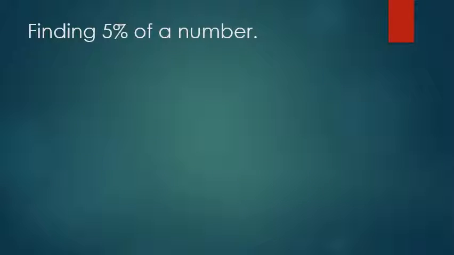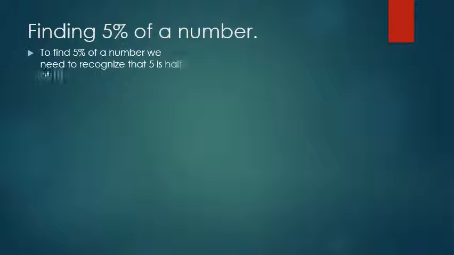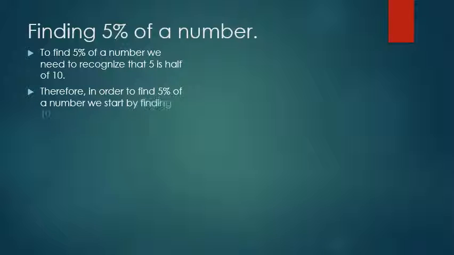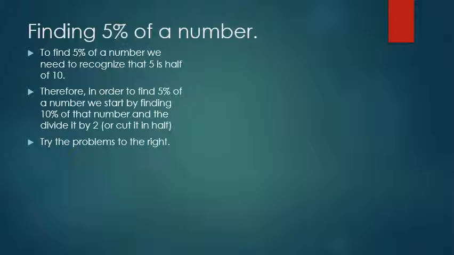So we're going to use that information to help us calculate other percentages. The first one we're going to look at is 5% of a number. To find 5% of a number, we need to recognize that 5 is half of 10. Therefore, in order to find 5% of a number, we start by finding 10% of that number and divide it by 2, or cut it in half. So 5% of a number is just half of 10%.